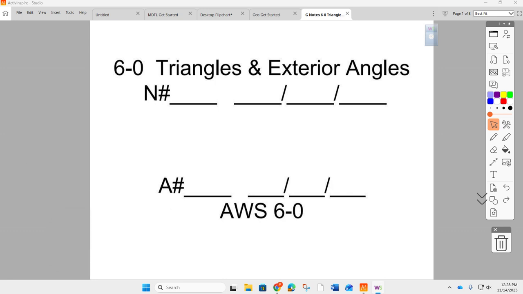Okay, so we're still talking about triangles. What is the sum of the interior angles of a triangle? 180, that's right. So we worked with the interior angles of a triangle before.